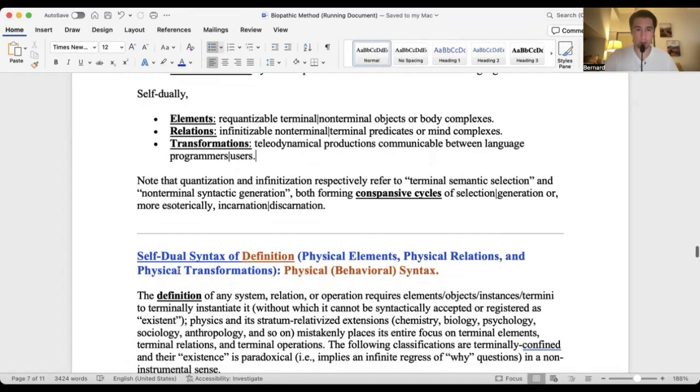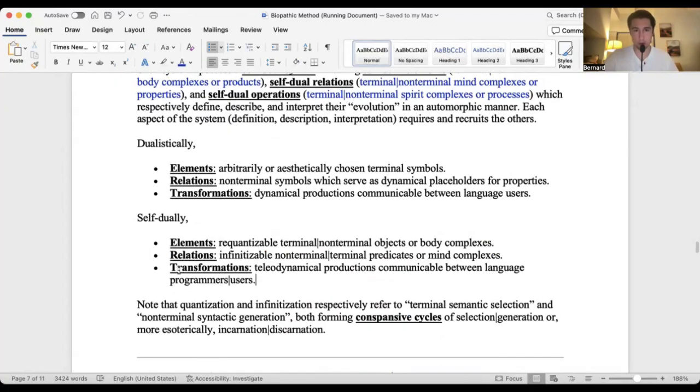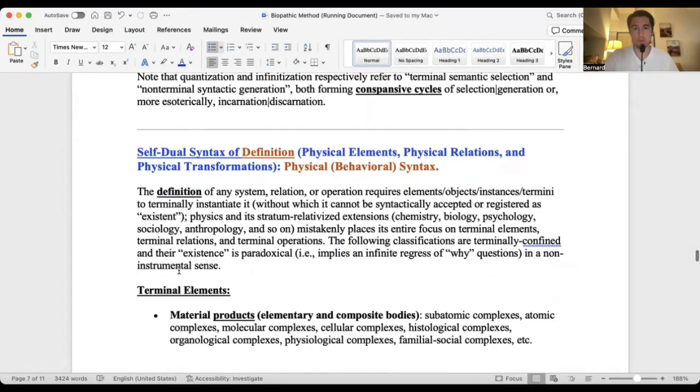All right, so now that we have that down pat, at least on an introductory basis, we can move to understand how the ordinary definitional level of syntax, aka physical syntax, is defined, and how mathematical syntax is dualistically defined as well. So, we're not going to yet in this episode get into how we self-dualize the syntax of definition, aka physical syntax, nor the mathematical syntax, because we have to set up how these syntaxes are ordinarily defined.